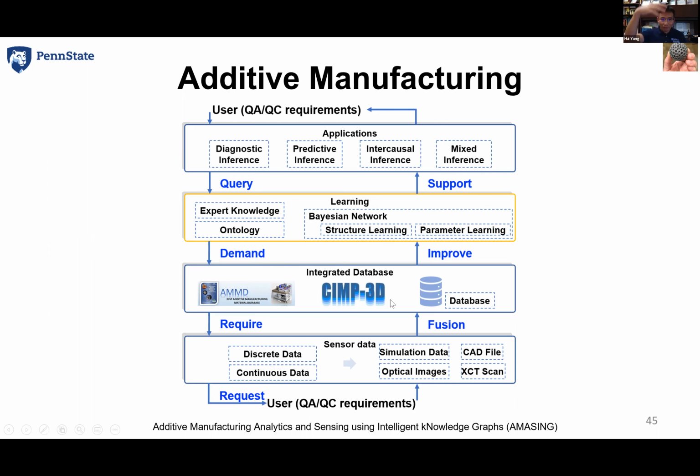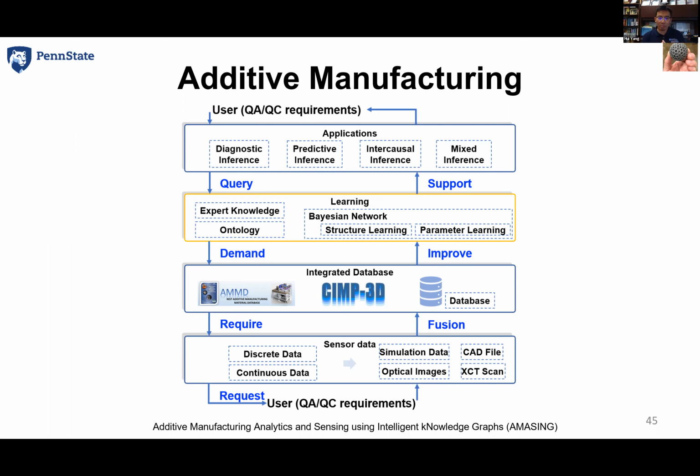So we can do a top-down approach or a bottom-up approach. Top-down means users have QA, QC requirements, and they have different kinds of applications. For example, they want to diagnose if something is wrong, and what caused it. This is called diagnostic inference. Predictive inference means if you know the process conditions, how do you predict what's going to happen? And intercausal, inside the process, what are the causal inferences? And also mixed inference. If you have such applications, you can query the domain knowledge, like the ontology, and you can also use learning in the second box.